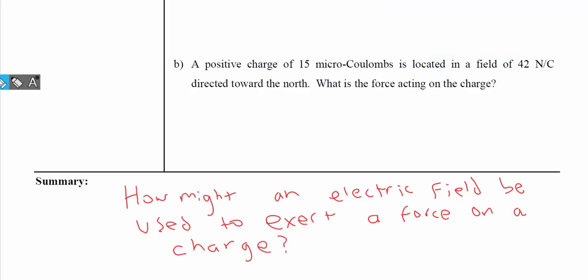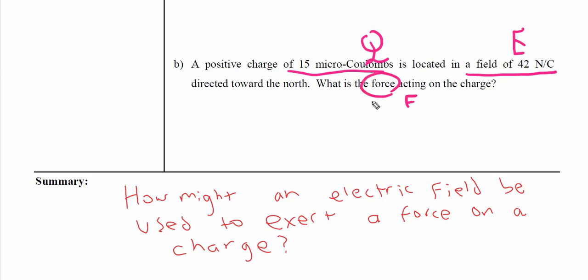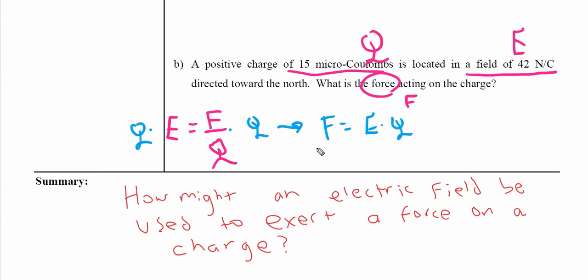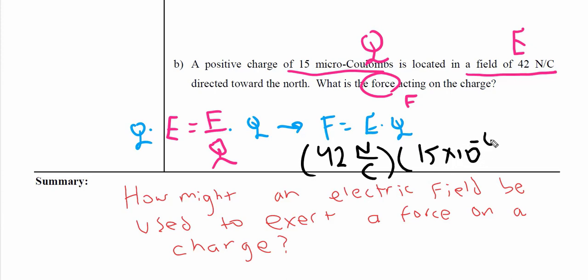And now we have a positive charge of 15 microcoulombs. Coulomb's going to be Q. It is located in a field. This time they gave us the electric field, 42 newtons per coulomb, and they're going to be looking for the force. So recall that E is equal to F over Q. If I want to get F by itself, I would multiply both sides by Q. So that looks like 42, look at the units, newtons over coulomb, times 15 times 10 to the negative 6 coulombs. You'll notice that the coulomb is over 1. The coulombs cancel out. You're left with a newton, which is the correct unit for force.